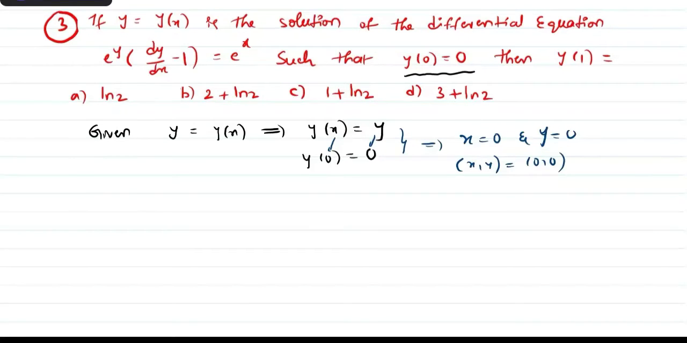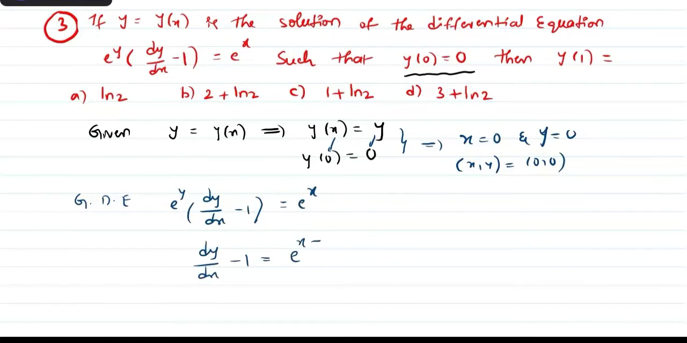What is the equation? The given differential equation is e^y (dy/dx − 1) = e^x. So dy/dx − 1 = e^x / e^y. If you bring that to the numerator, it becomes e^(−y). From here, dy/dx = e^(x−y) + 1 will be the final differential equation. Now take a substitution here to simplify the equation.